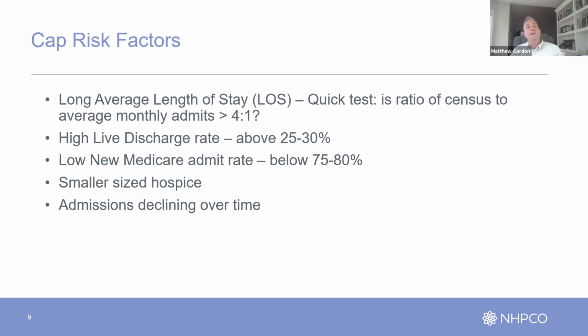Admissions declining over time. Okay, if you're on a growth trajectory for a couple of years and then all of a sudden your admits plateau and then tail off, that's a red flag for CAP that you're probably getting into a risk area. When those admissions tail off, your average length of stay tends to go up, because the longer length of stay patients that you have on service make up a bigger chunk of your census.